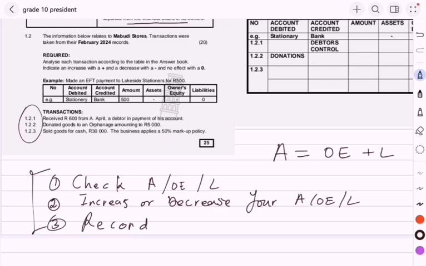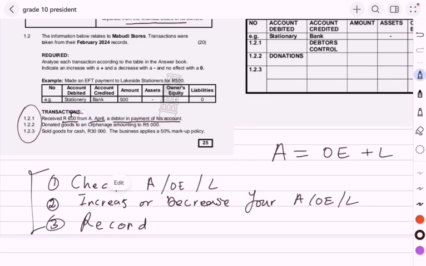So they said we received 600 from April, a debtor, in payment of his account. So now, let us check. We are receiving and it's cash, right? And whatever that is cash, it's going straight to the bank. Perfect. Now you ask yourself, do we own the bank of the business? Yes, we do own a bank. And I said, what is an asset? It's any possession that we own. So bank, it is an asset. And then now, when it comes to April, they said this person is a debtor. So if he's a debtor, then it means this is going to be your debtor's control.